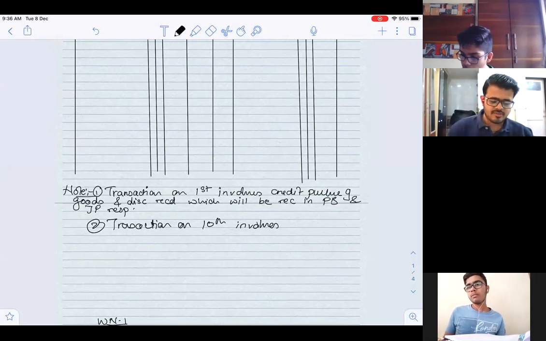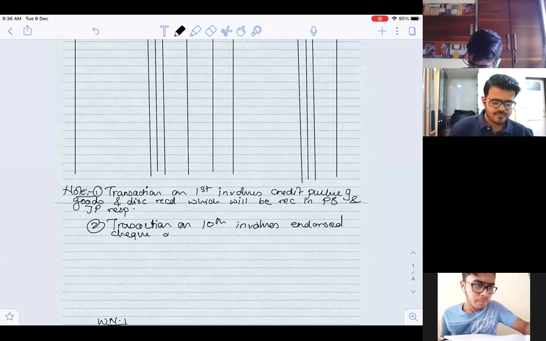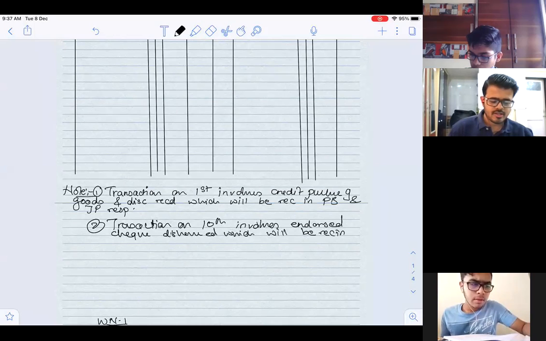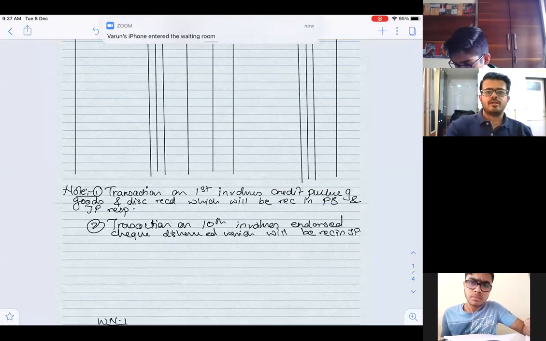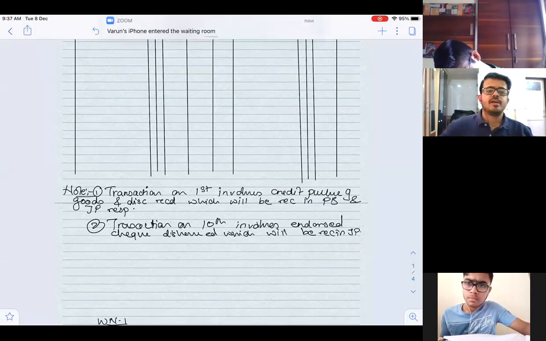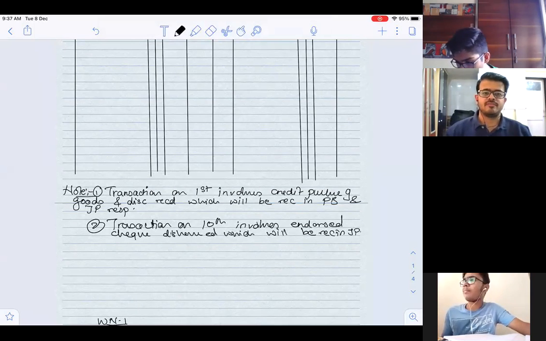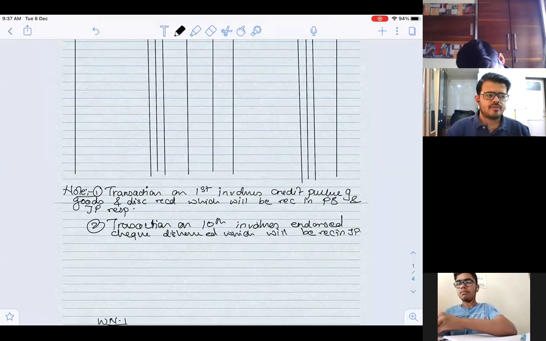The transaction on 10th involves an endorsed cheque dishonored, which will be recorded in the journal proper. What happened now is that the cheque bounced again. Because the cheque bounced, we are back to the same situation where we are supposed to receive and pay. So from whom do we have to receive money and to whom do we have to pay? Can you tell me? Vinod owes us 29,400 and we owe 27,000 to Khan.